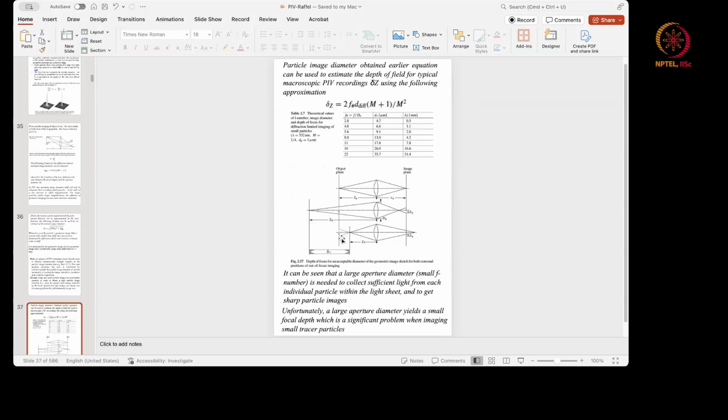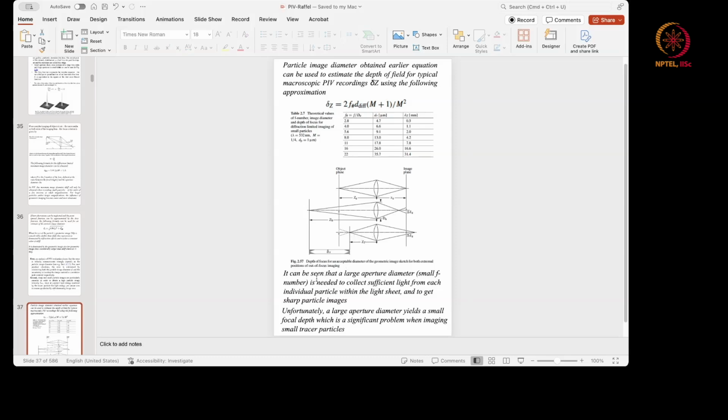All right. The particle diameter obtained earlier can now be used to find the depth of field for typical macroscopic PIV, and the formula is this. This is the depth of field that you have. It is given by this. This is the diffraction term, and this is the magnification.